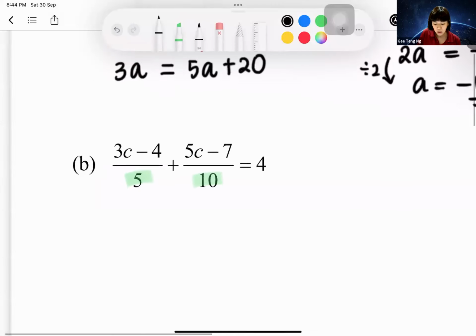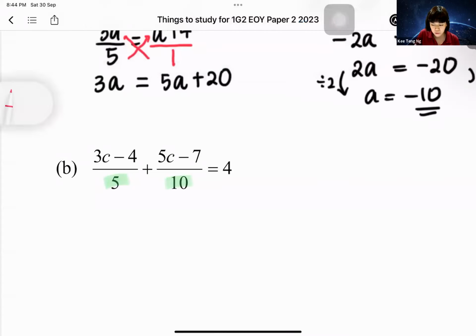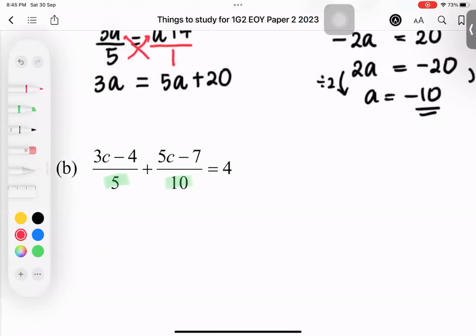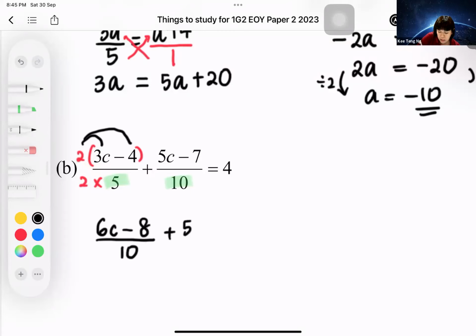Observe very carefully. Do I multiply by 10, multiply by 5, or what is the LCM? This is 5 and 10. What's the LCM? 10, right? Yes. So I just need to multiply by 2 to this fraction, only one part. In this case, this one is 2 times 3. Remember to multiply the back side as well. 2 times 3, 6c. 2 times 4, 8. Over 10 plus 5c minus 7 over 10 equals 4.